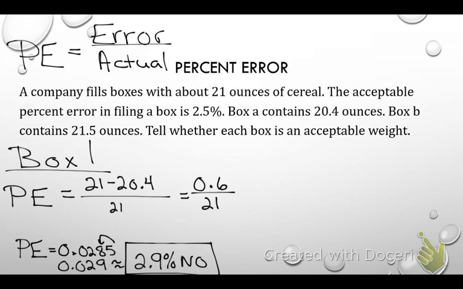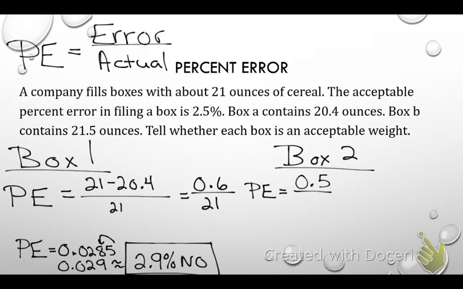Okay? Now you do box B. Box B, I called it box 2, same thing. You calculate your percent error for box B. Now, I've shown you box A. You do box B for percent error. Okay, so what did you put in the numerator? 21 and a half minus 21. So the difference was 0.5.